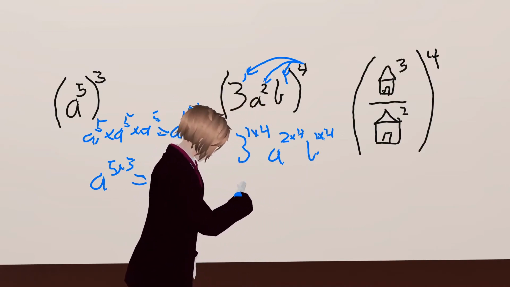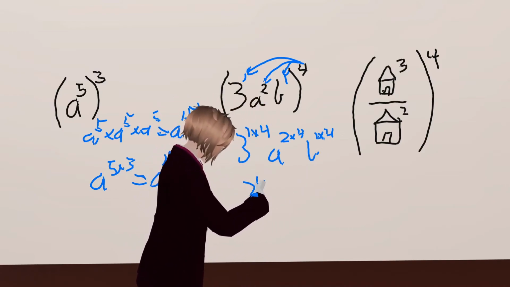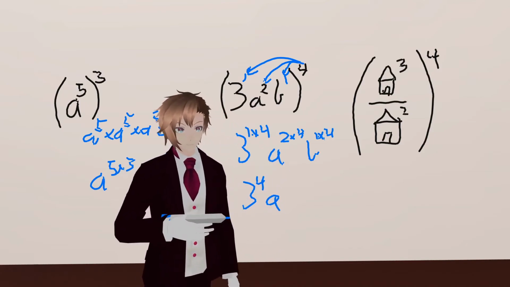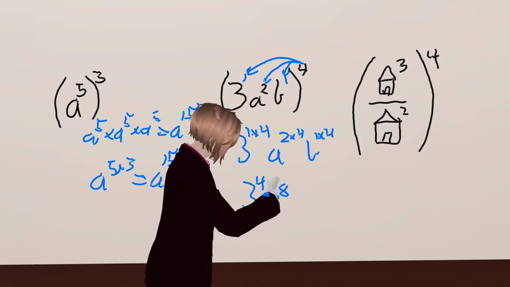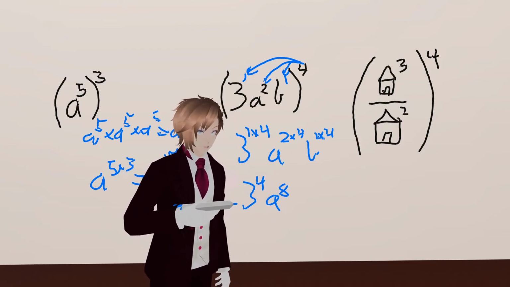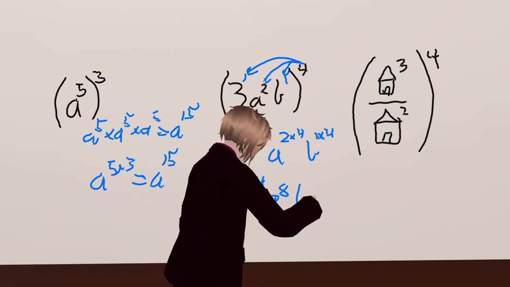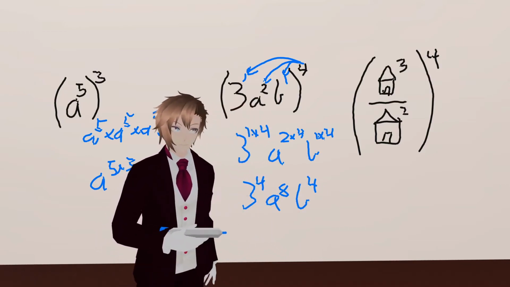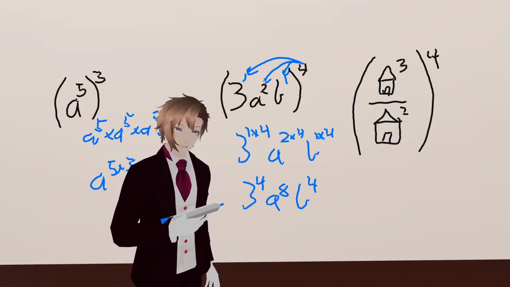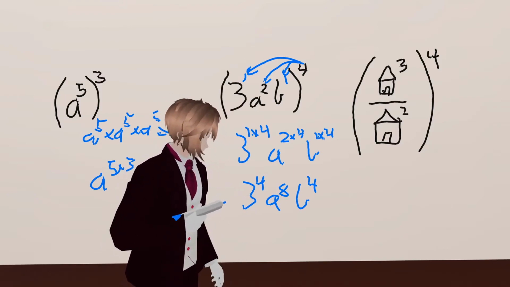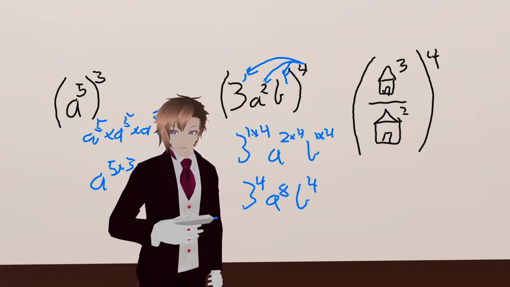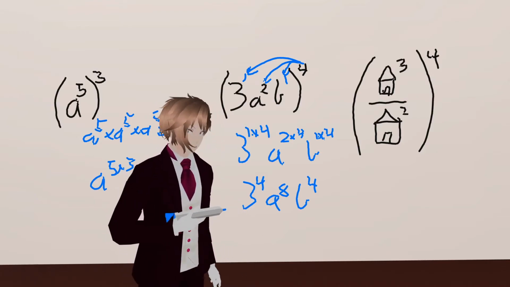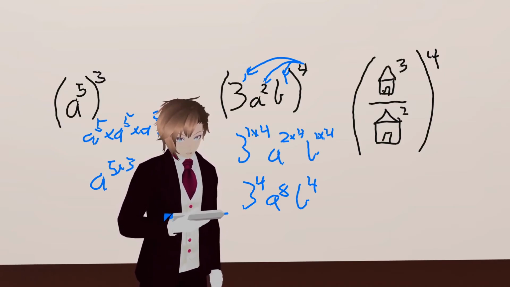So this is going to be equal to 3 to the power of 4, a to the power of 2 times 4 is 8, and b to the power of 1 times 4, which is just 4. You could evaluate this 3 as well. If it says to evaluate, you need to work out what 3 times 3 times 3 times 3 is. So if you chuck that in the calculator, you can then evaluate 3 to the power of 4.